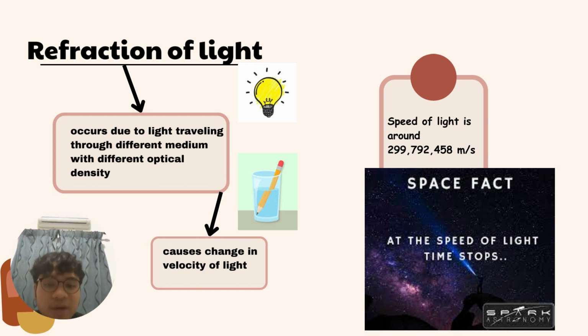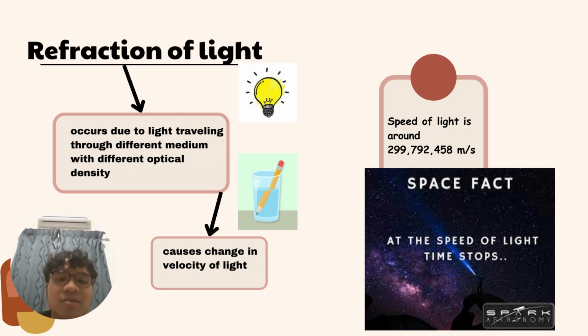Also, note that optical density is not the same as density. Because, okay, let's say oil and water, let's compare both of them. Oil is less dense than water. But kalau kita cakap optical density, oil is denser. Oil is optically denser than water. That's how it is.